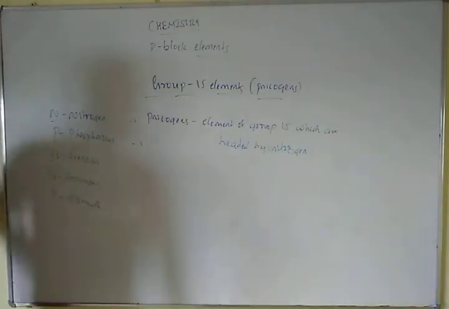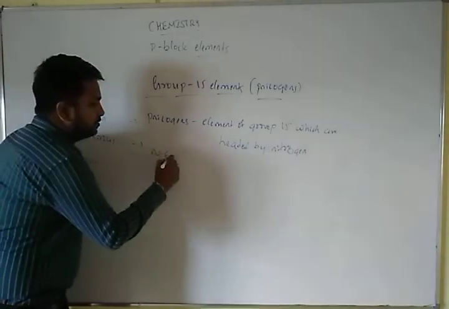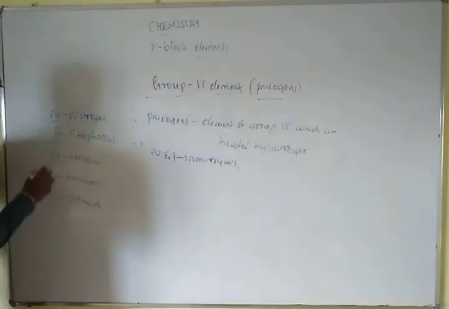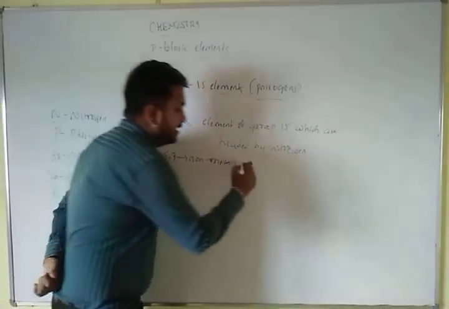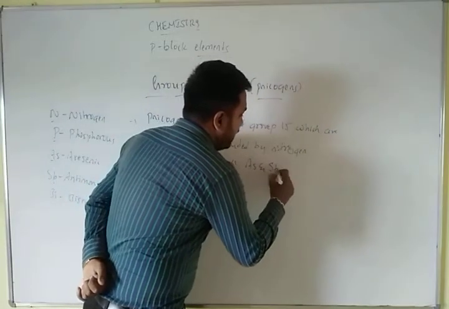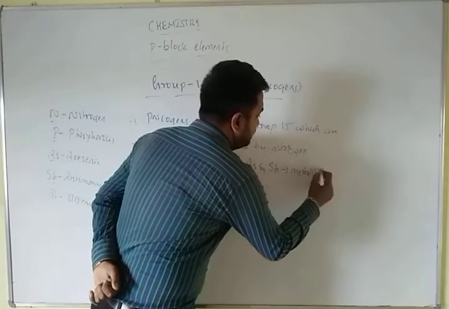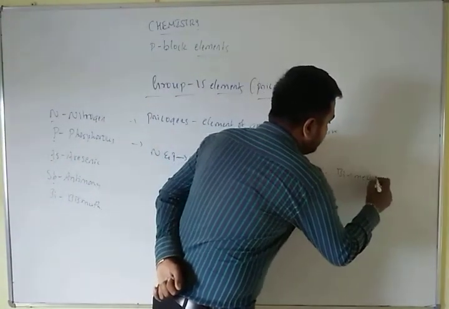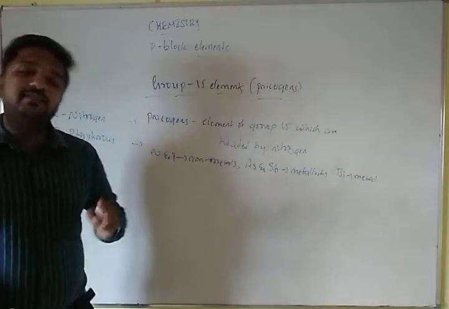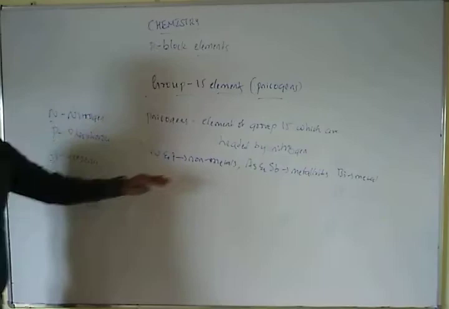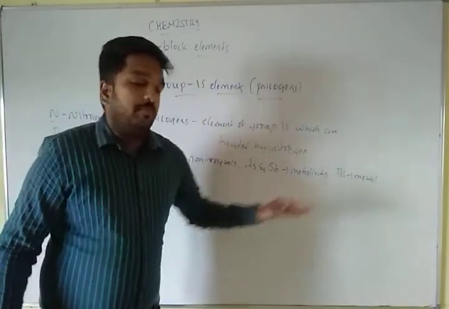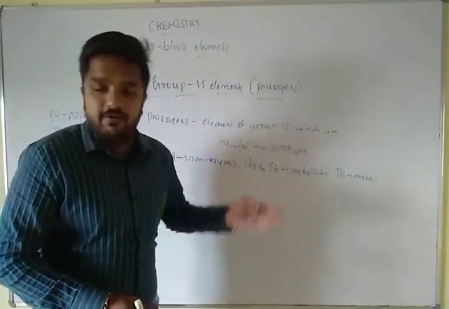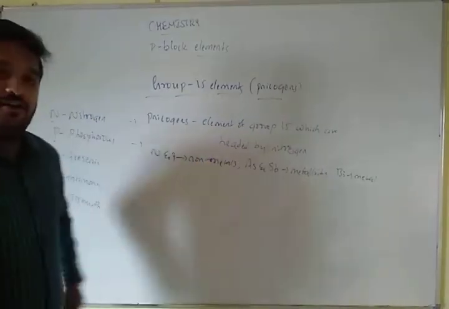So coming to the metallic properties, nitrogen and phosphorus are non-metals, whereas arsenic and antimony are metalloids, and bismuth is a pure metal. That means group 15 elements contain all three types of substances: non-metals, metalloids, and metals. Clear? Metalloids are intermediate between metals and non-metals. They have properties of metals and also properties of non-metals.